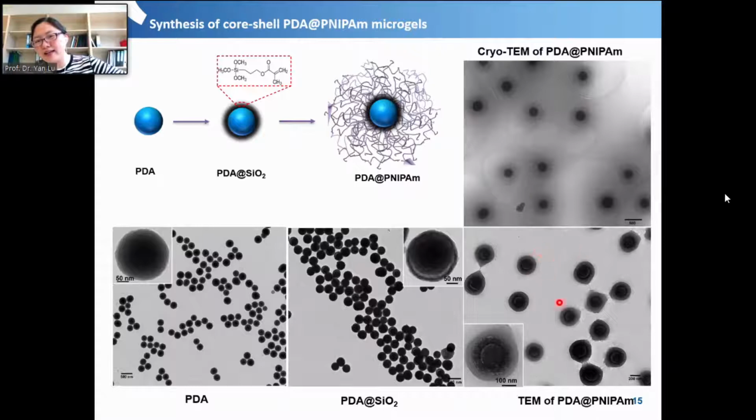So this is dry state electron microscopy, and this is cryo electron microscopy. You see, very nice. For the dry TEM image, the polyNIPAM shrinks, so you see only a very thin layer of this. But in the case of cryo-TEM, because they are in the swollen state, you see a much larger particle in that case.